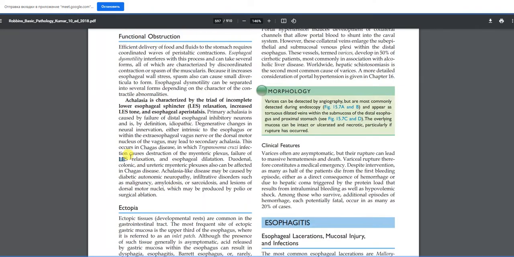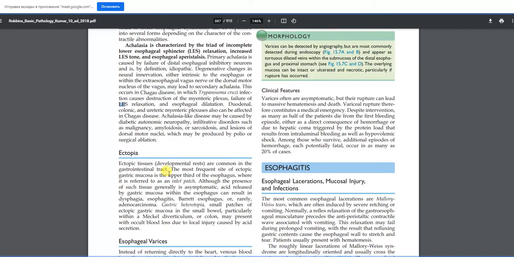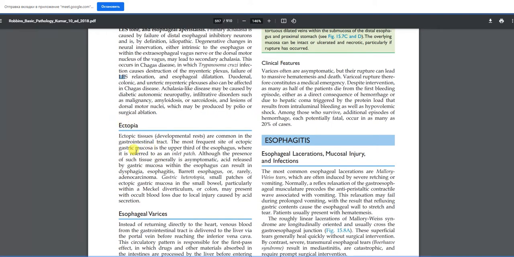Okay, it's one of the pathologies caused by Chagas disease. Ectopia. Ectopia of the esophagus is very common due to its neighboring with the stomach. Most dangerous for us is ectopia of the stomach mucous membrane into the esophagus.